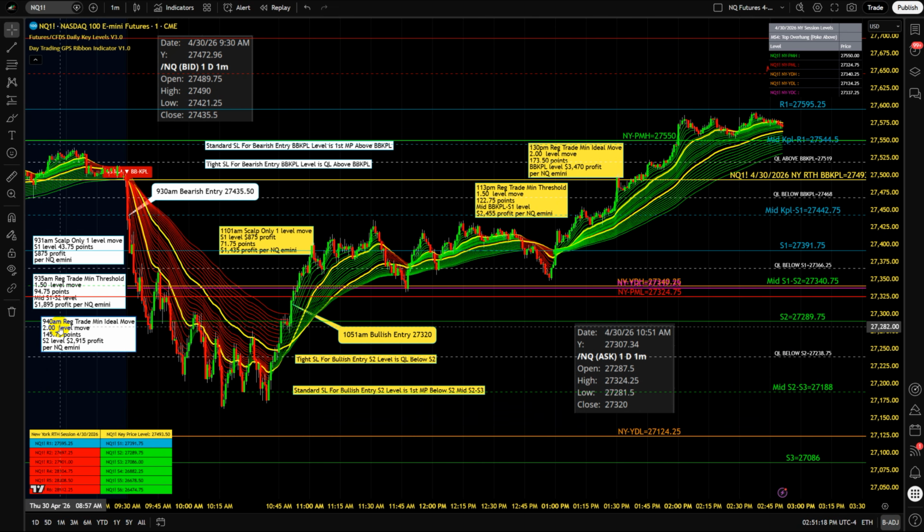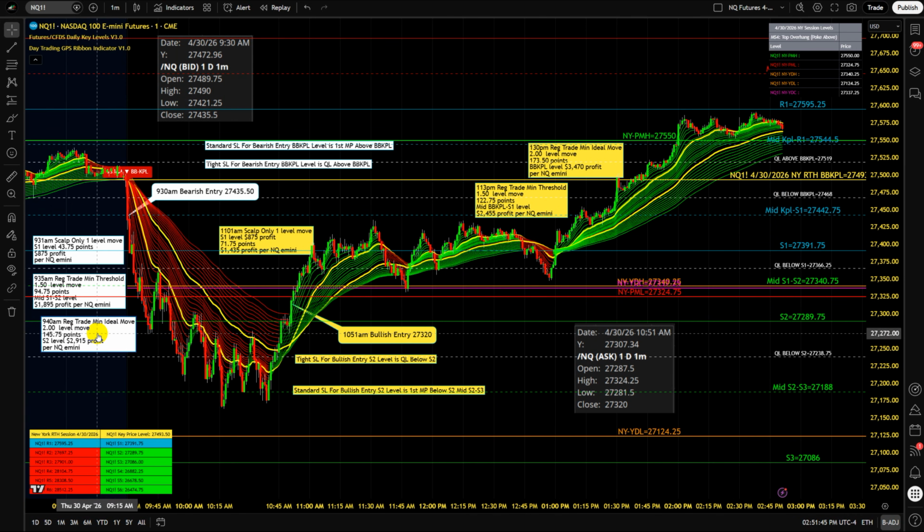At 9:40 a.m., the regular trade, we have the minimum ideal move to the S2 level. That is a 2-level move in our favor. Again, we're not calculating the 2-level move from the executed point. We are calculating it from the level that we're basing the original trade from, in this case the BBKPL. So this is a 1-level move, 1.5 level move, now a 2-level move.